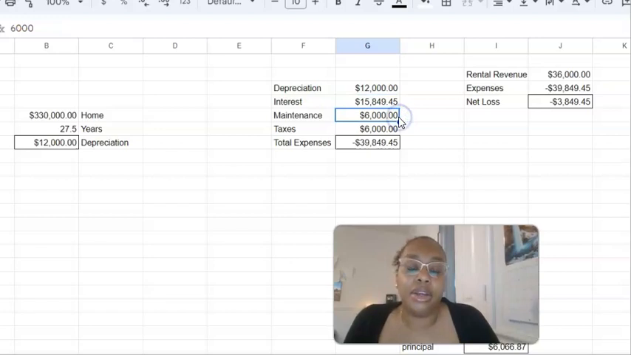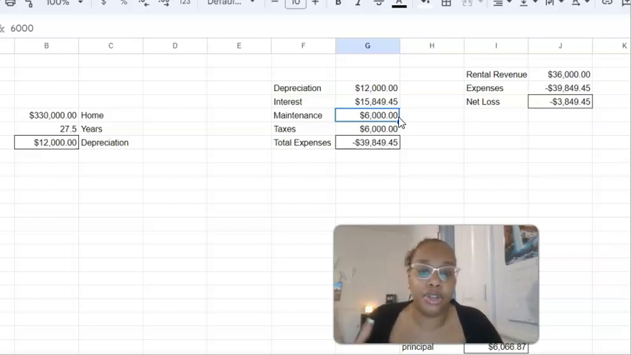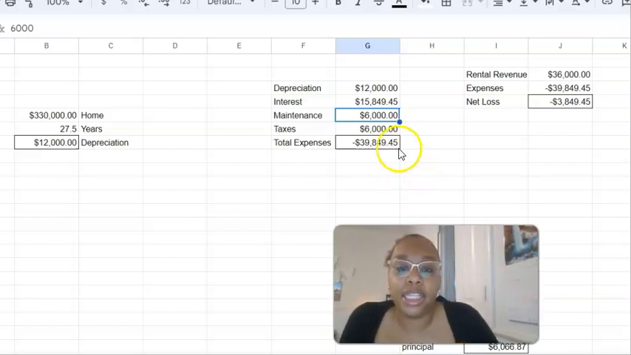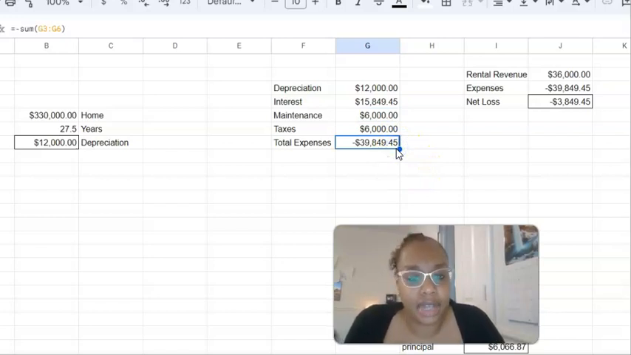Maintenance is going to be any lawn care, if your garbage disposal went out, or we had to have somebody paint or something like that. That's all a part of maintenance. Taxes is going to be what gets paid to the municipality. So we have a total expense on this property of $39,849.45. That is the total amount of expenses, right?